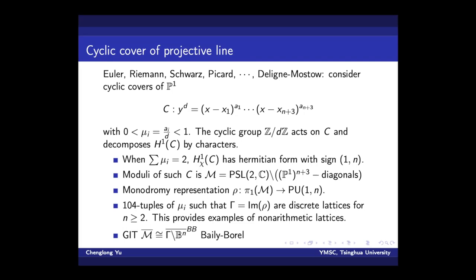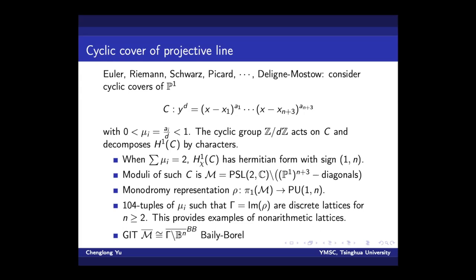More specifically, we consider the cyclic cover of a projective line. The equation is given by y^d equal to some product on the right-hand side. We will assume the ratio a_i over d is between 0 and 1. In this case, the cyclic group will act on this curve C just by multiplying the y coordinate. This will decompose the cohomology of C by the characters of this finite group.